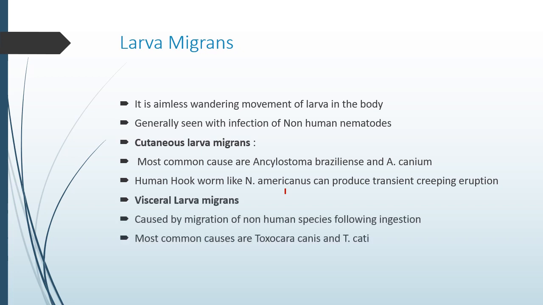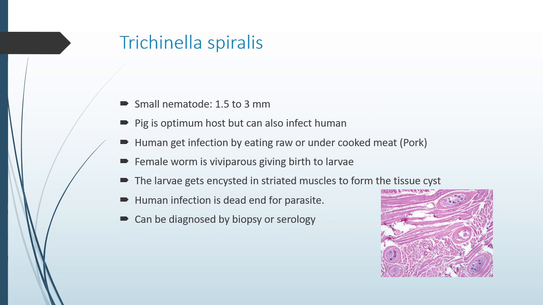The other is visceral larva migrans. When it occurs following ingestion, basically the roundworms of other animals like Toxocara canis and Toxocara cati are responsible for visceral larva migrans. And one more worm which is of importance is Trichinella spiralis.